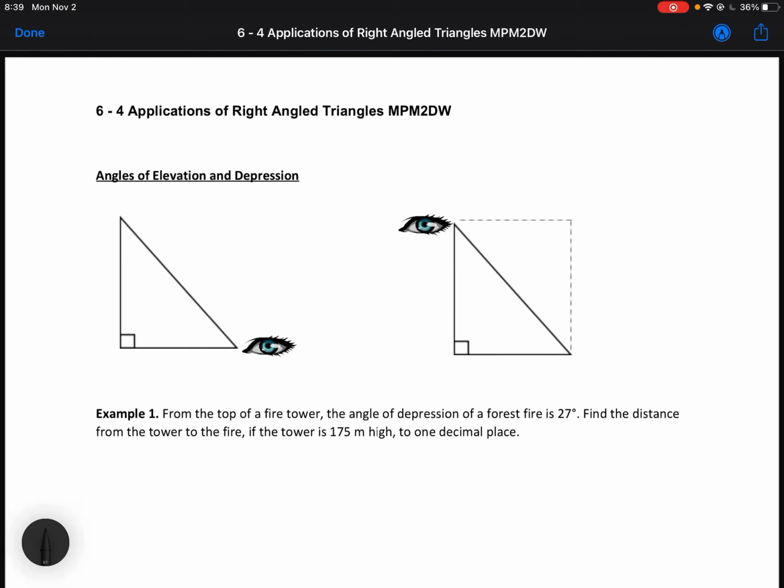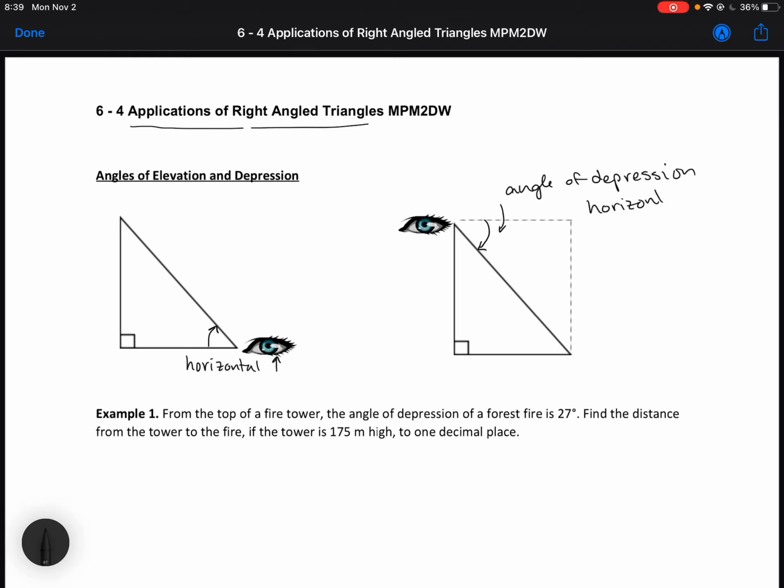This video goes over how to problem solve when you're doing applications of right-angled triangles. The first two terms that you need to be familiar with are the angles of elevation and depression. The angle of elevation is measured from the horizontal up to an object. The angle of depression is measured from the horizontal down.